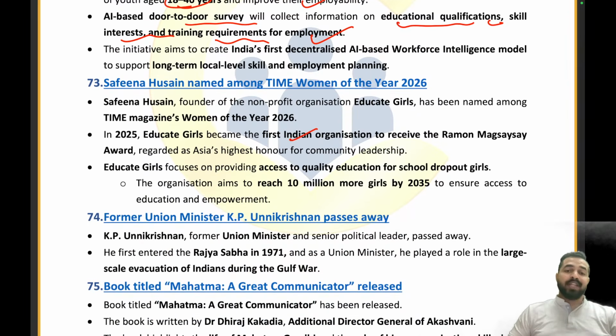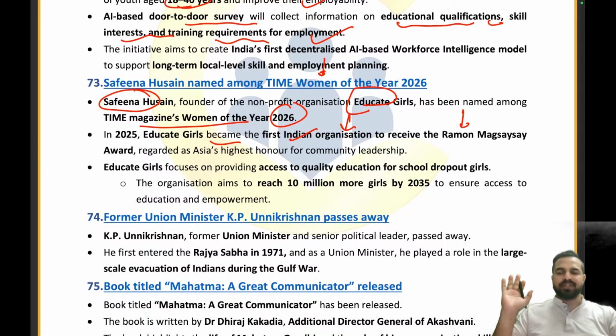Moving ahead, Safina Hussain has been named among the Time Women of the Year 2026. My dear friends, Safina Hussain, the founder of the NGO Educate Girls, has been named among the Time Magazine Women of the Year 2026. In 2025, Educate Girls became the first Indian organization to receive the Ramon Magsaysay Award. Guys, last year we covered this, right? So the Ramon Magsaysay Award was given to Educate Girls, and this year the Time Women of the Year Award has been given to Safina Hussain. Educate Girls basically focuses on providing access to quality education for school dropout girls. The organization aims to reach 10 million more girls by 2035 to ensure access to organized education and empowerment.